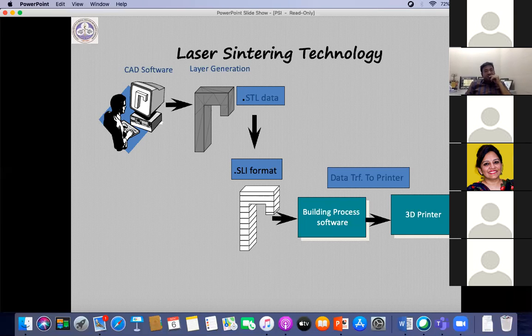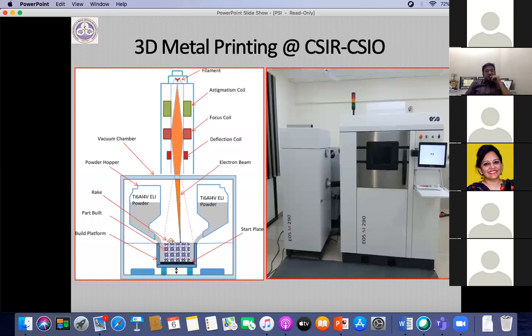The whole of the PSI distally is broken into hundreds and thousands of layers. Each layer is of a millimicron kind of thin or thick, and the whole PSI distal is broken up into various layers. Now this SLI format in the layered manner goes in the 3D printer, and each layer is built up with the titanium powder, titanium alloy, like the one which is shown on the left side of the diagram.